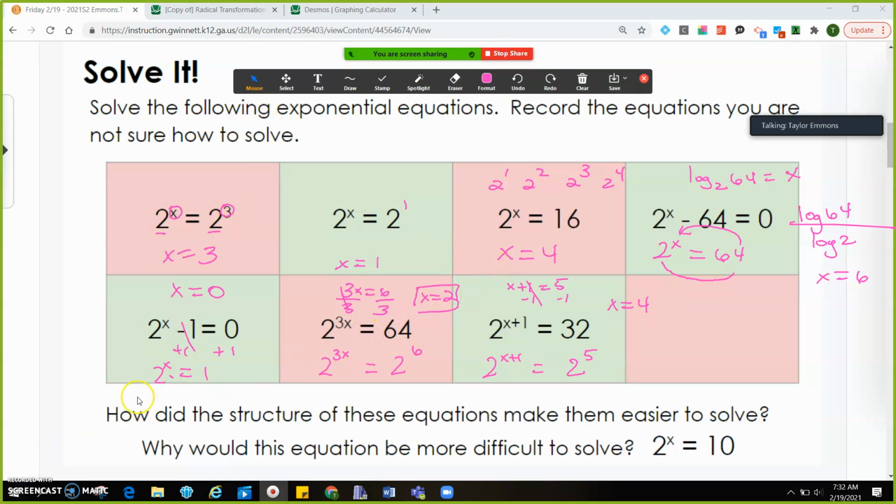Okay, so down here it says, how did the structure of these equations make them easier to solve? Well, all of these were in base 2, right, on the left-hand side. But then we took the right-hand side, and they were powers of 2, right? So we can raise 2 to the 3rd power, and we get a number, right? Okay, so why would this equation be more difficult to solve? 2 to the x equals 10.